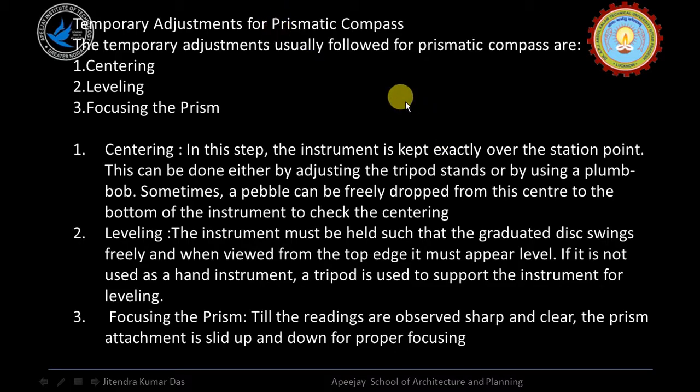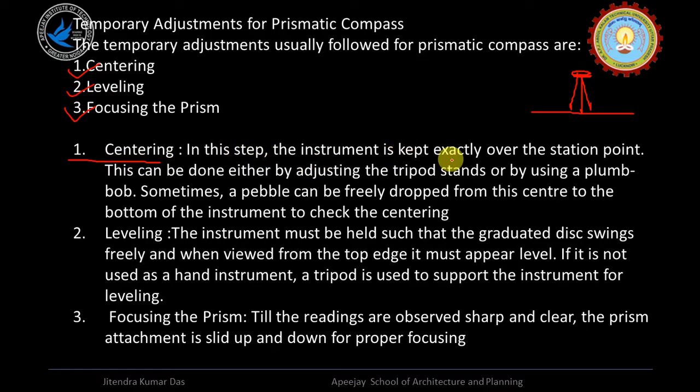Temporary adjustment. When we establish the tool, we have to do 3 temporary adjustments. Suppose at any place we try to establish our prismatic compass. When we establish it, we have to do 3 things. One is centering, second is leveling, and third is focusing the prism. So these are temporary adjustments.